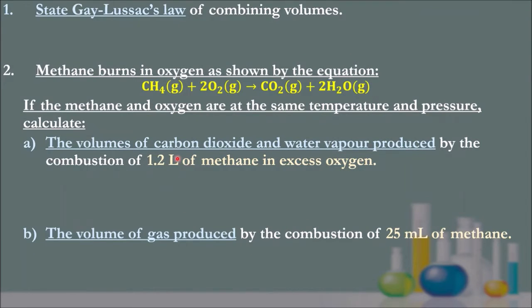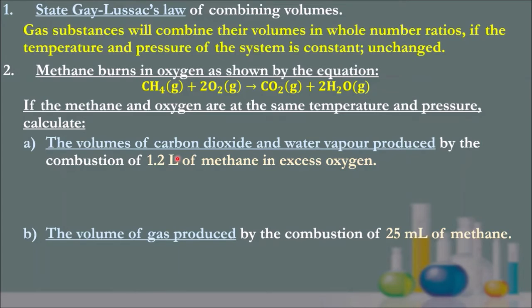So what is Gay-Lussac's law of combining volumes? We're essentially saying gaseous substances will combine their volumes in whole number ratios if the temperature and the pressure of the system are constant. In other words, if those conditions are not changed, then the volumes will combine nicely in whole number ratios.